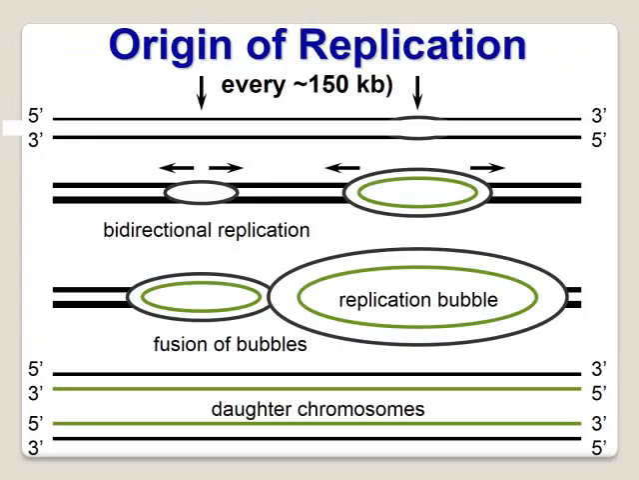Now let's talk very quickly about DNA replication itself. DNA replication begins with an origin of replication that is very AT-rich, right here, where you have opening of the replication bubble. In eukaryotic DNA, it occurs at every 150,000 base pair region.